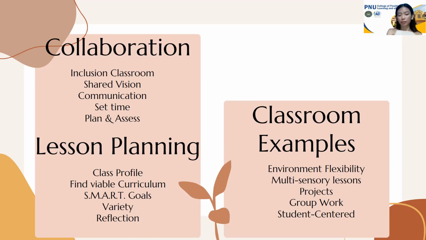Last is the reflection. Teachers should reflect and look back at what worked and didn't work in the UDL approach. For the classroom examples, we have the environment flexibility. Teachers should always be accessible. Students may be working alone or in groups, and teachers at teachers' desks or designated areas, etc.